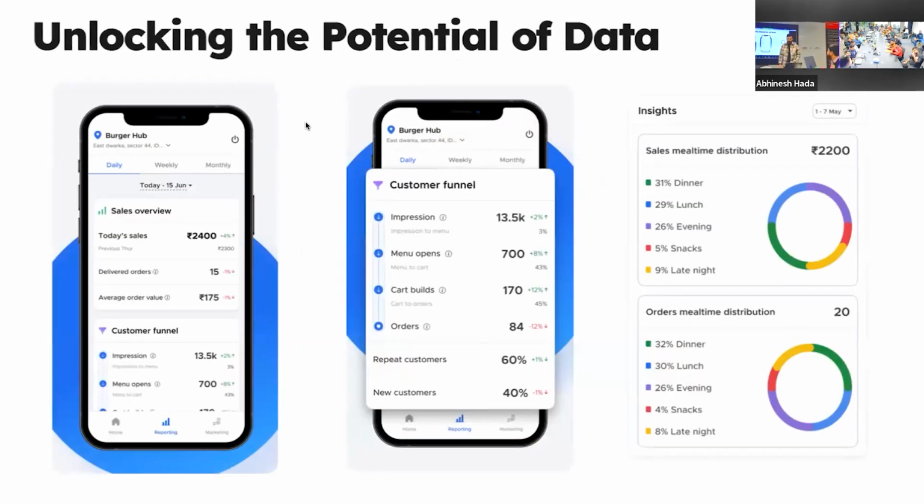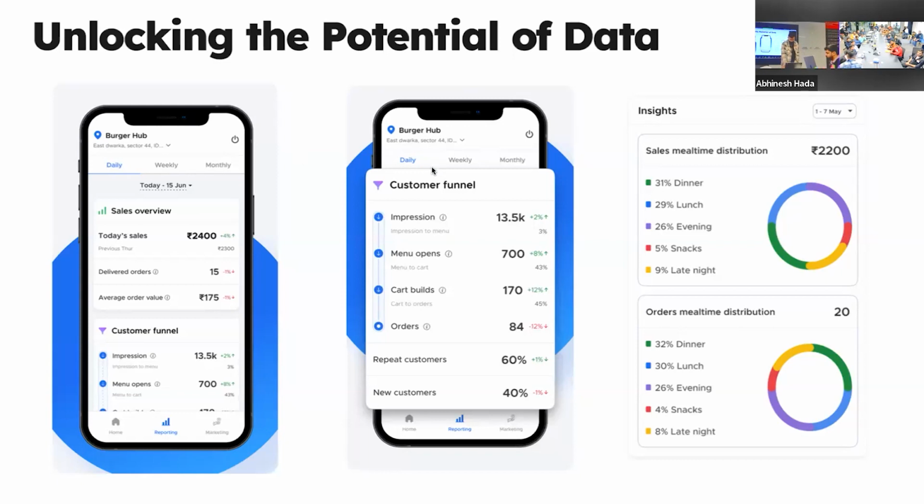We enable our merchant partners, using our engineering capabilities, with insights into their business, so they can track the health of their business and make it better day on day. These are some of the metrics that we show on our merchant app. They can track their total sales, and compare their total sales with the last month, or on weekly levels.